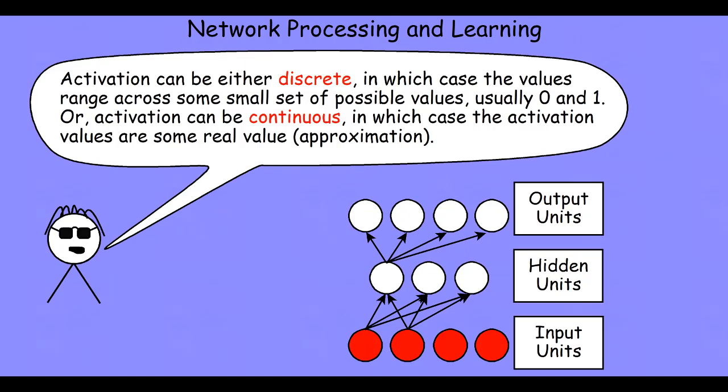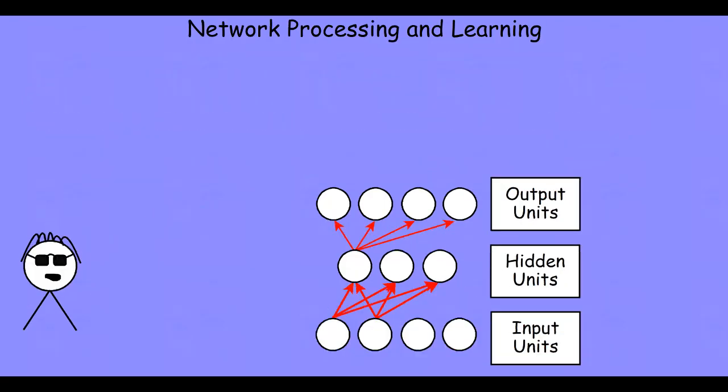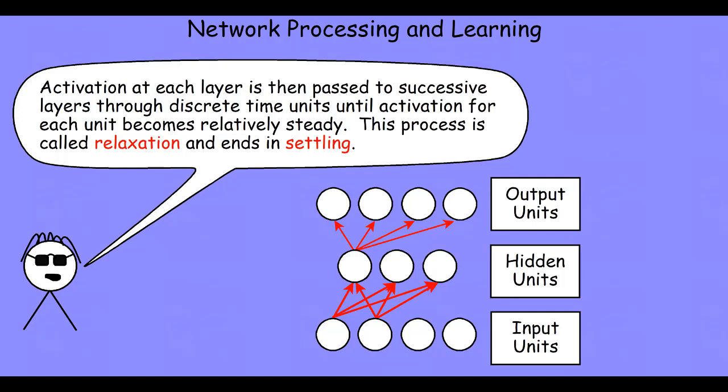Activation can be either discrete, in which case the values range across some small set of possible values, usually 0 and 1, maybe 1 through 10, things of that nature. Or activation can be continuous, in which case the activation values are some real value or approximation on the rationals of a real value. Activation at each layer is then passed to successive layers through discrete time units until activation for each unit becomes relatively stable. This process is called relaxation and ends in settling.